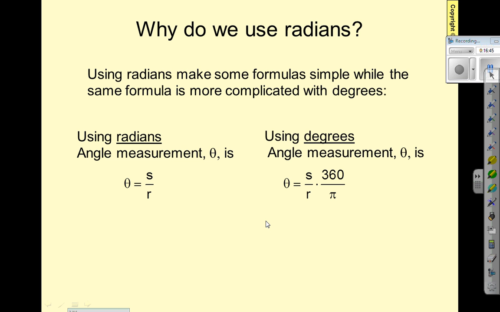If we were to try to write the same equation in degree mode, the equation on the left assumes that theta is in radians. And if theta is in radians, then it's a very simple equation. But if theta is in degrees, then for some reason we have this 360 divided by pi. Why we have that is not clear, but suffice it to say, if I had to choose, I'd rather choose the formula on the left to the formula on the right.